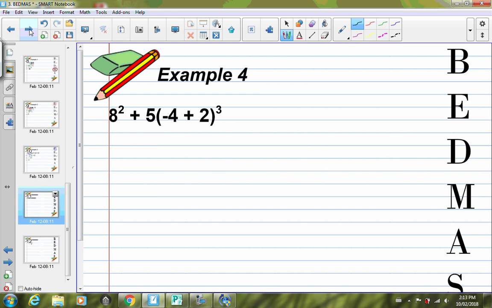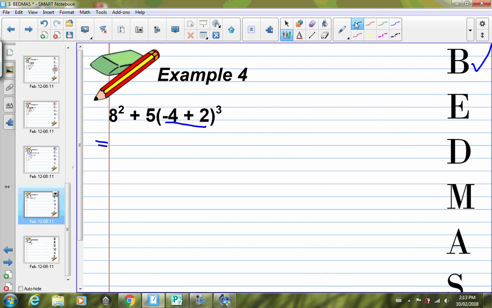Okay, the next one here. So now we have some exponents, which is good. We need to practice our exponents. So, BEDMAS here. Start with brackets. Okay, do I have brackets? Yes, I do. There they are.